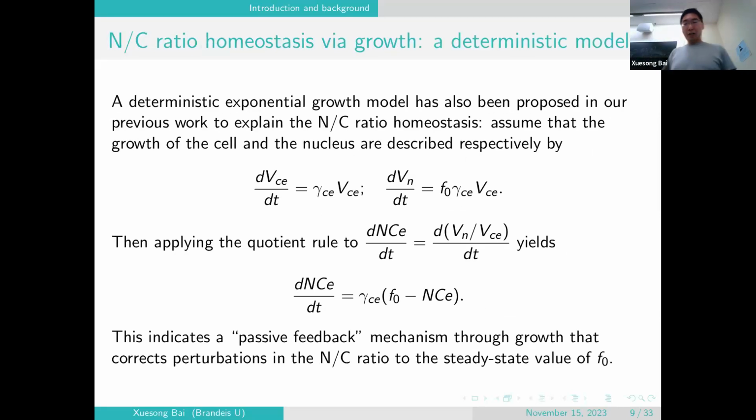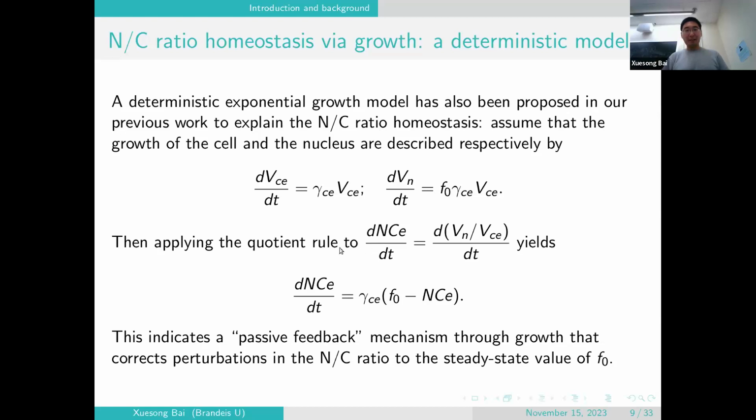Before I move on to the protein ratio, there is this deterministic model we've done before that I need to introduce. To study this homeostasis, we assumed this exponential growth model of the volume. So the cell volume just grows exponentially. And for the nuclear volume, we just assume the growth rate is this fraction f0 of the growth rate of the whole cell.